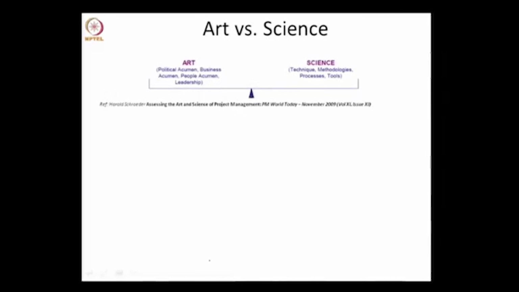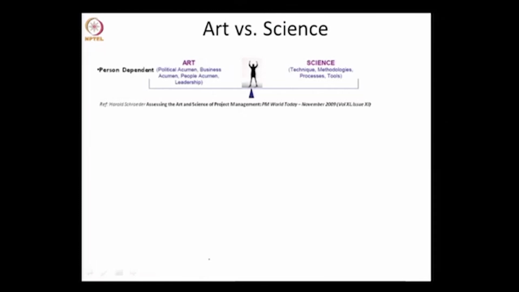So you can see what we need to do, if you take art, what are the aspects of art? You have political acumen, business acumen, people acumen, personal, interpersonal skills, leadership, all this is art. On the science side you have technique, methodologies, process, tools. Okay, you have to balance both. And if you go to the art side, it's person dependent. If you are good at the art of project management, it doesn't mean that I can repeat what you are doing.